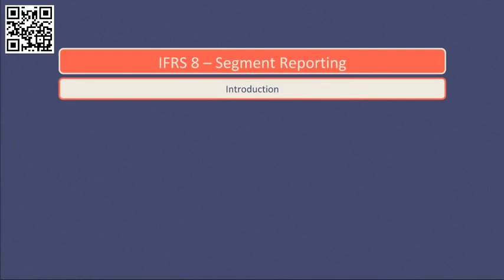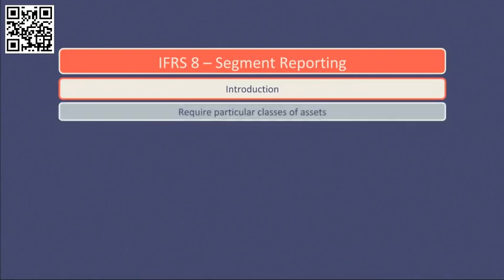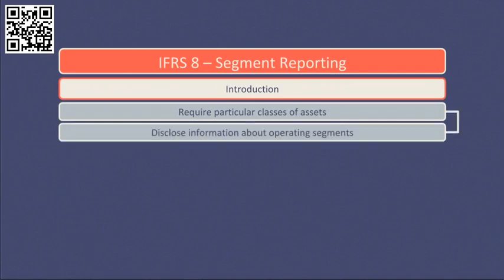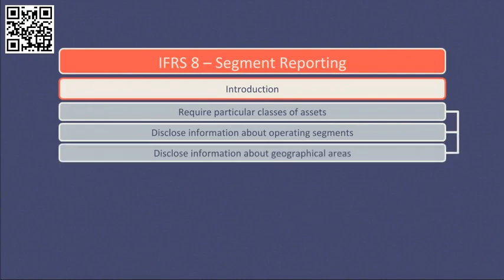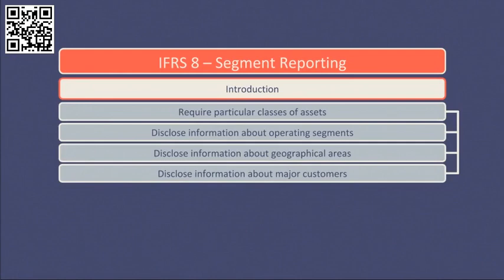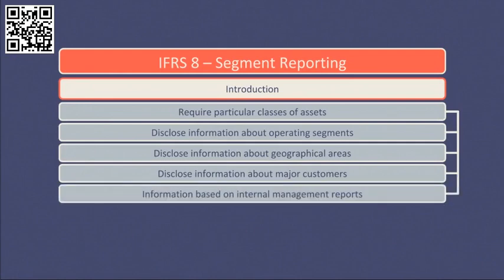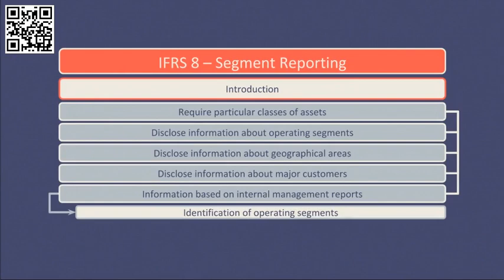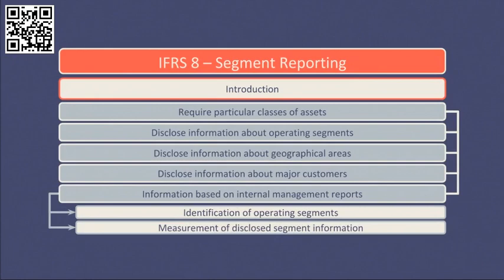IFRS 8 Operating Segments requires particular classes of assets, mainly those with publicly traded securities, to disclose information about their operating segments, products and services, the geographical areas in which they operate, and their major customers. Information is based on internal management reports, both in the identification of operating segments and the measurement of disclosed segment information. Why is this information important to the users of the financial statements?